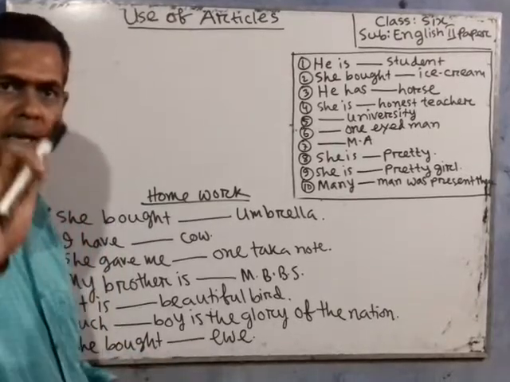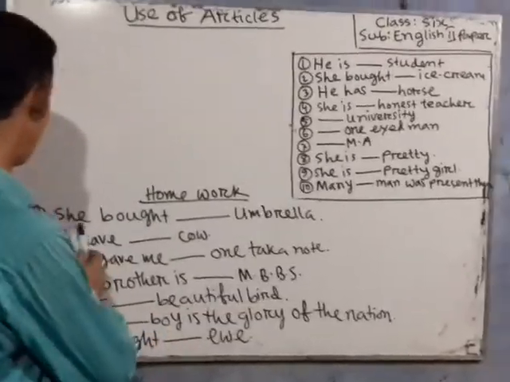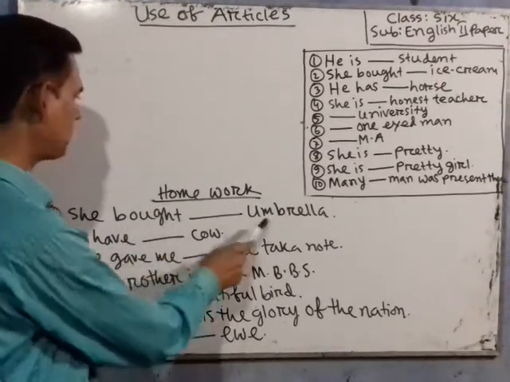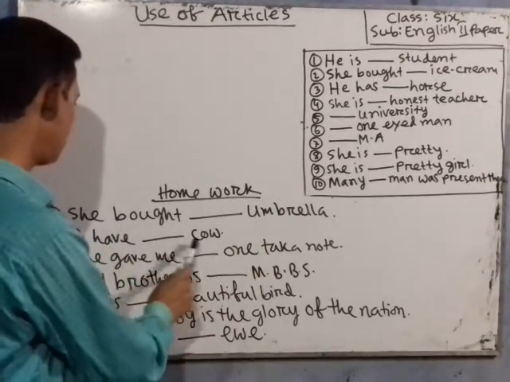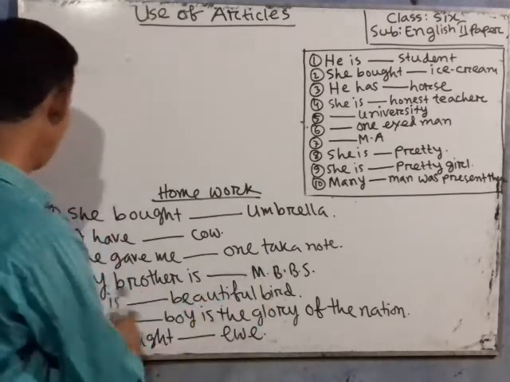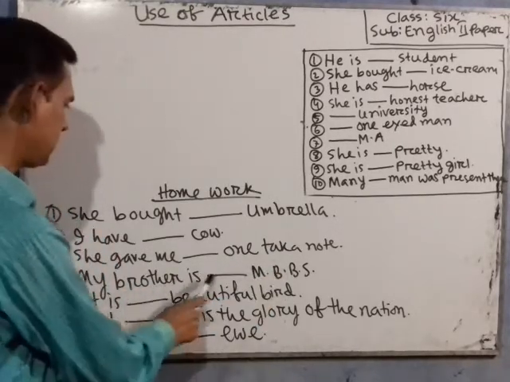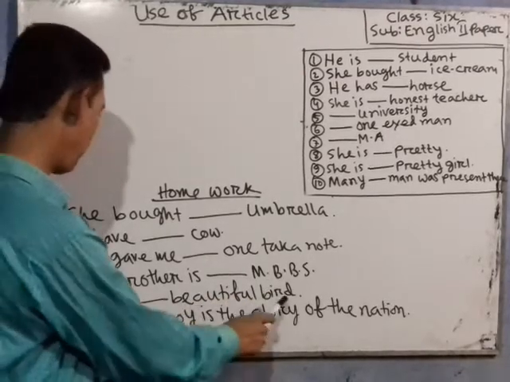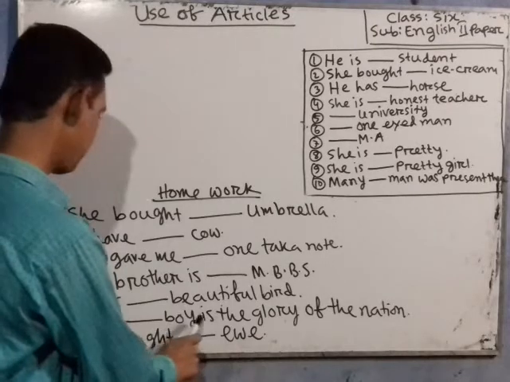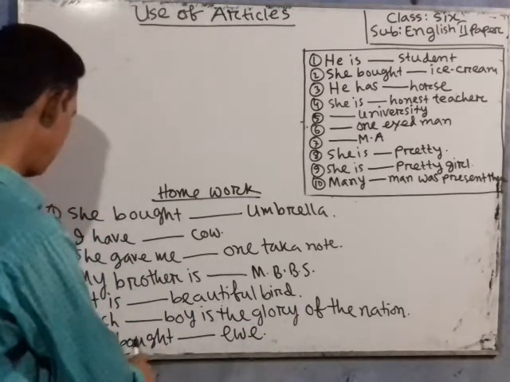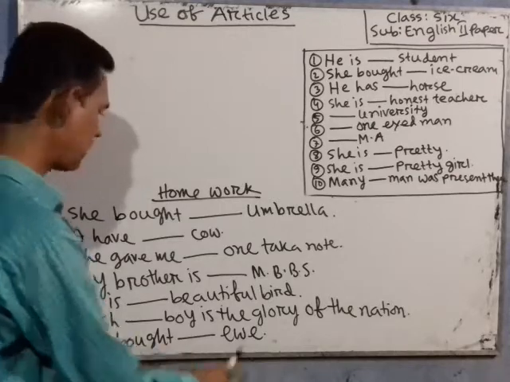Dear learners, again I want to read it out. Number 1, she bought dash umbrella. Number 2, I have dash cow. Number 3, she gave me dash 1 taka note. Number 4, my brother is dash MBBS. Number 5, it is dash beautiful bird. Number 6, such dash boy is the glory of the nation. And number 7, she bought dash you.